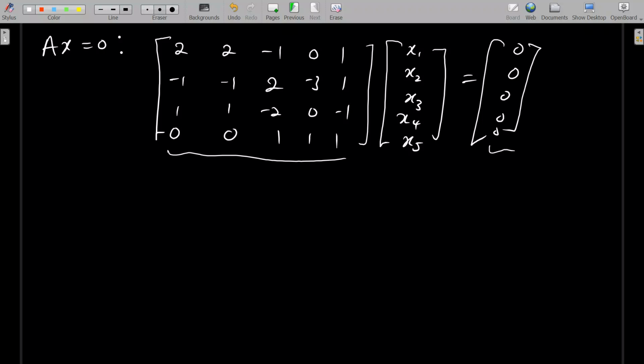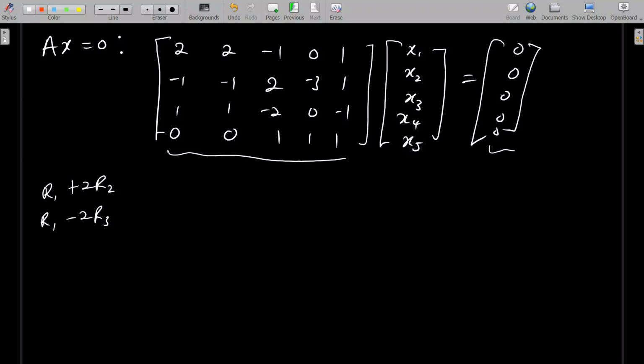Luckily for us, the vector we have on the right is 0, so whatever we do in the reduction will not affect that one. What I mean by that is you do row reduction: row 1 plus 2 row 2, and then row 1 minus 2 row 3. Why are we doing this?